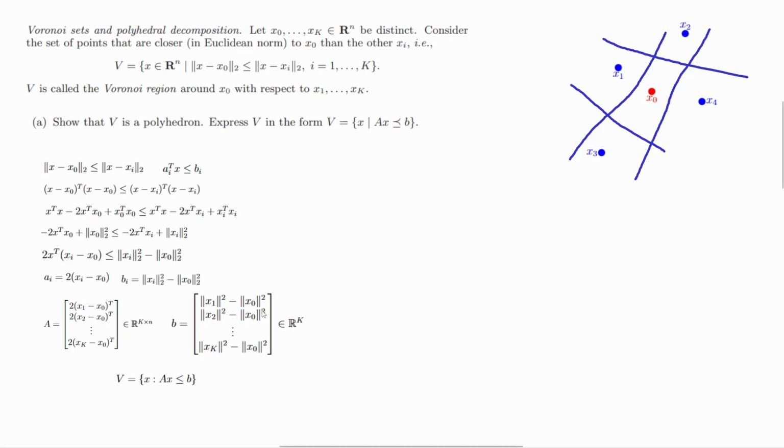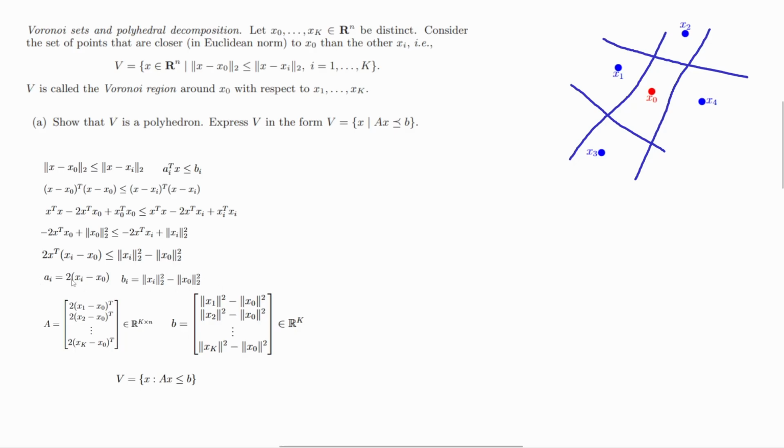Okay, then just writing out the full matrices here, we've shown that the Voronoi region is simply the intersection of all these half spaces. So let's look at these ai and bi again more closely. What is the geometric meaning of these parameters here?